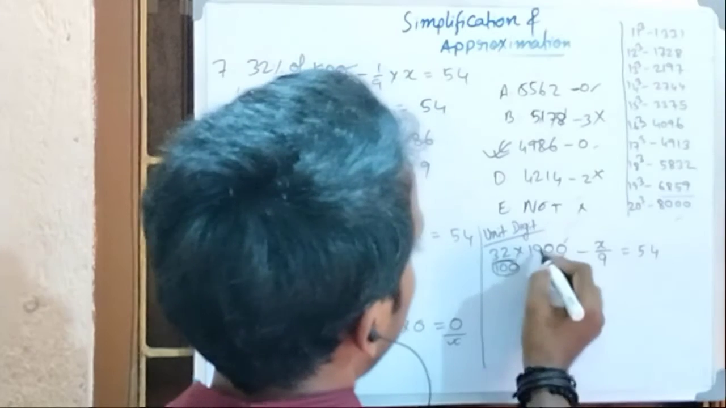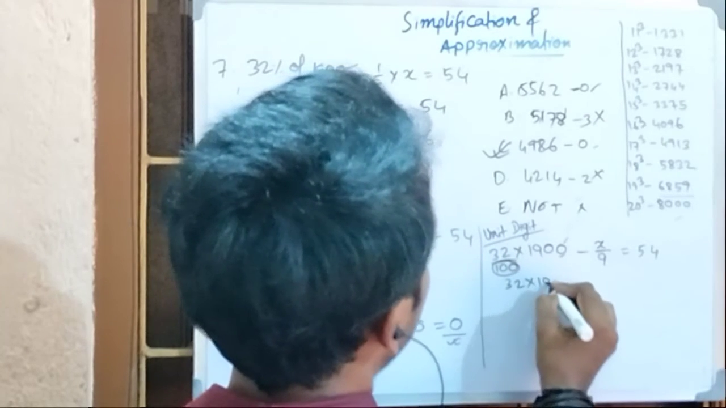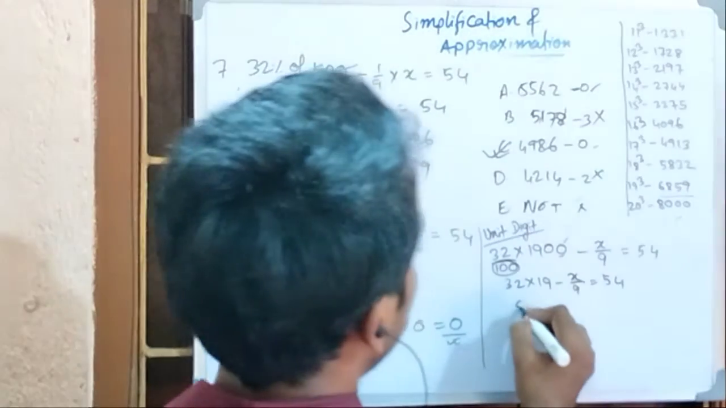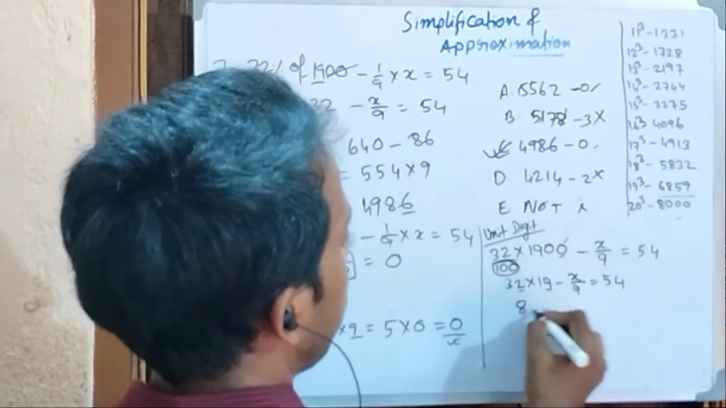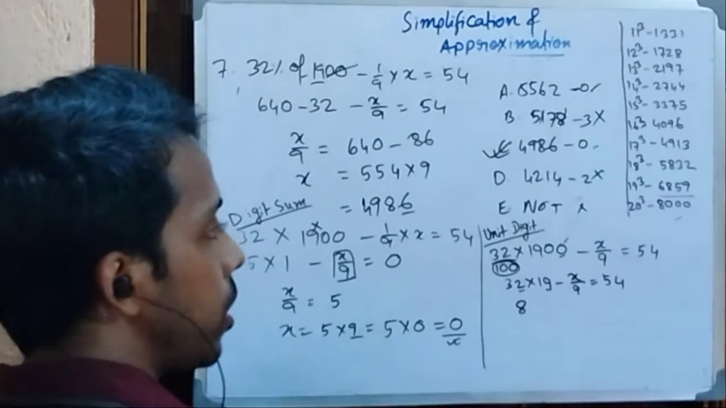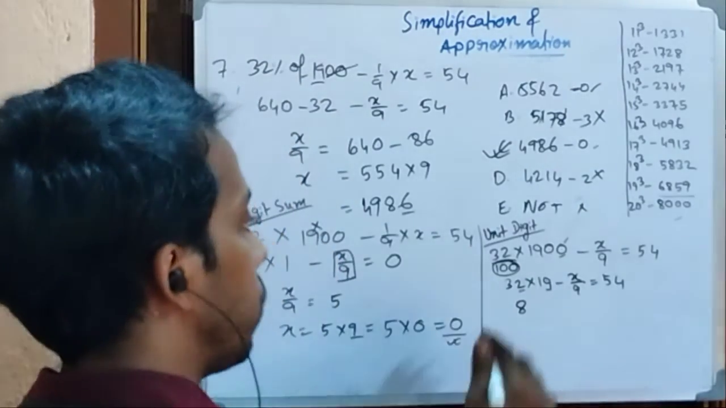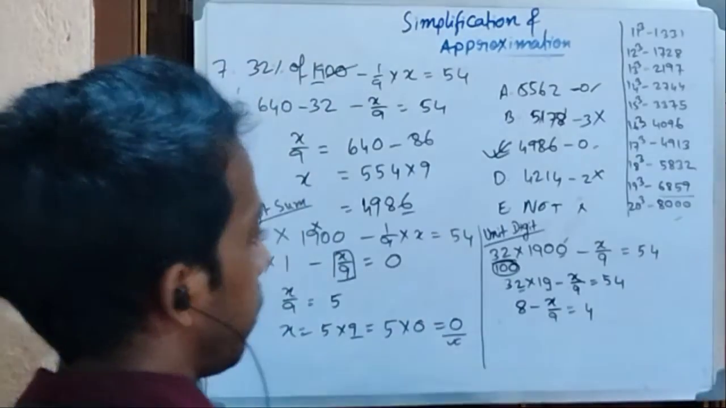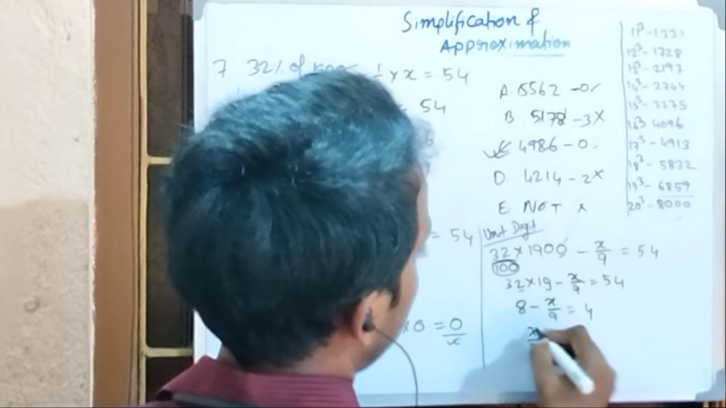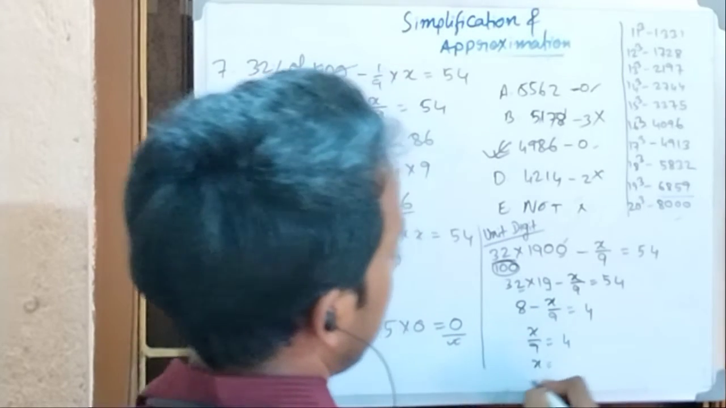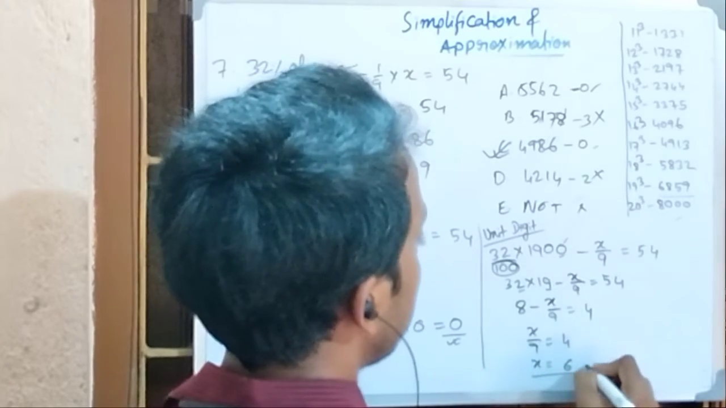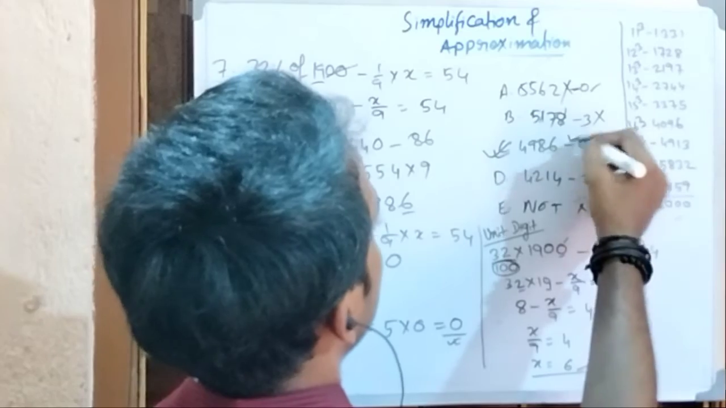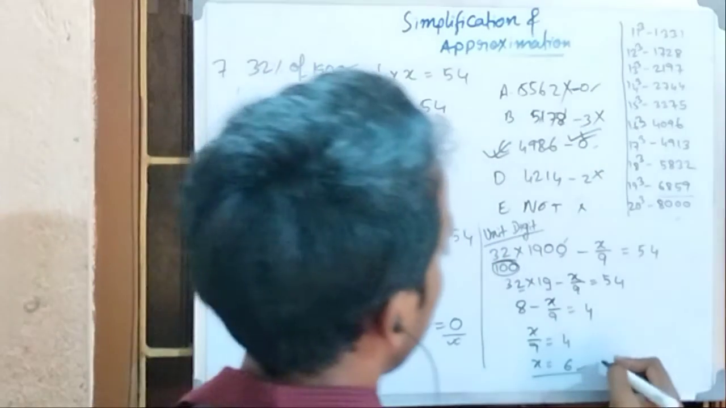So 32 into 9. So the reduced form comes as 32 into 9 minus x by 9 equals to 54. So here it's 8. Just the unit: 9 into 8, 18. Any other number you need not write, only the unit digit. 8 minus x by 9 equals to 4. Okay, now x by 9, 8 minus 4, 4, x equals to 4 into 9, 36, again unit digit 6. So unit digit 6, out of these 2 options, this is gone and this is the answer. Right. Option C is the answer, right? Option C.